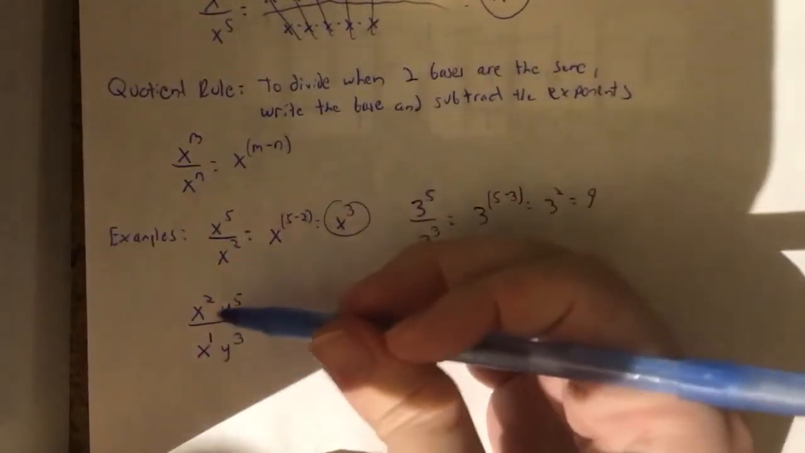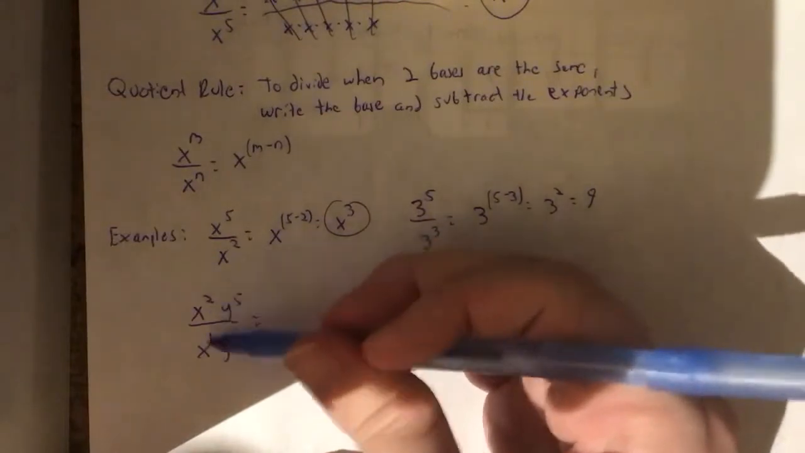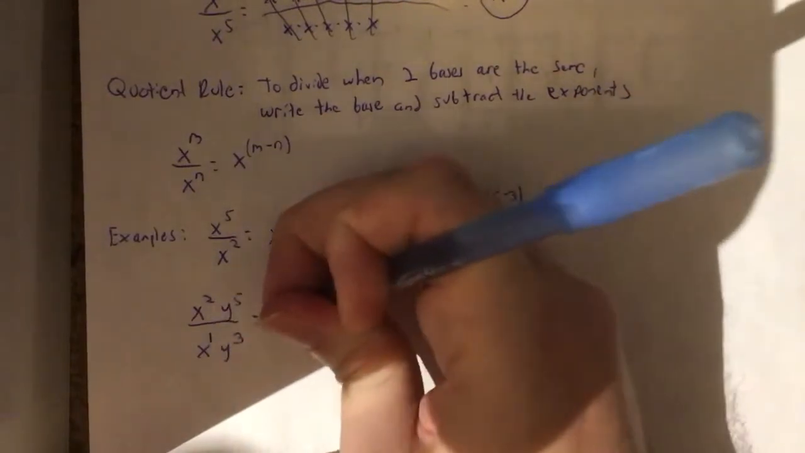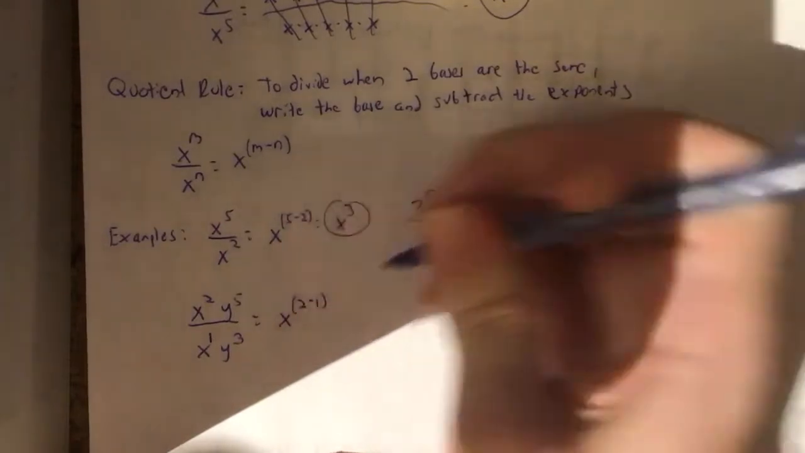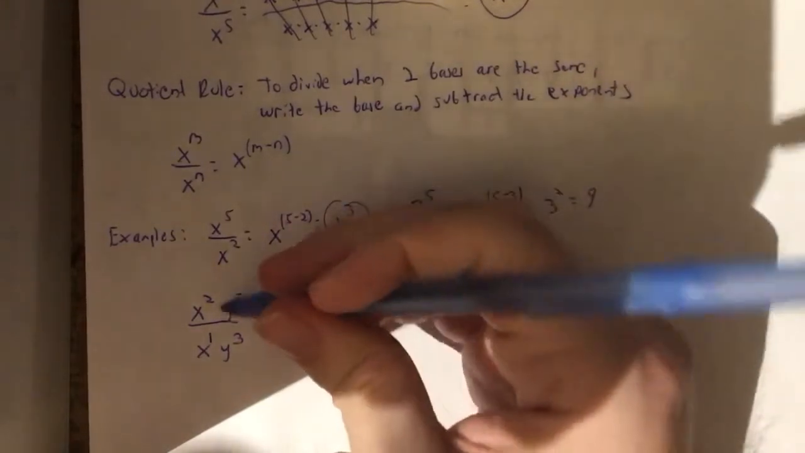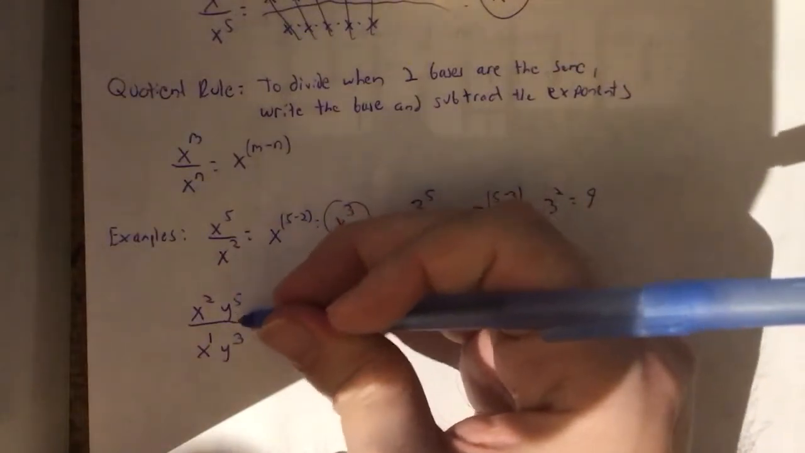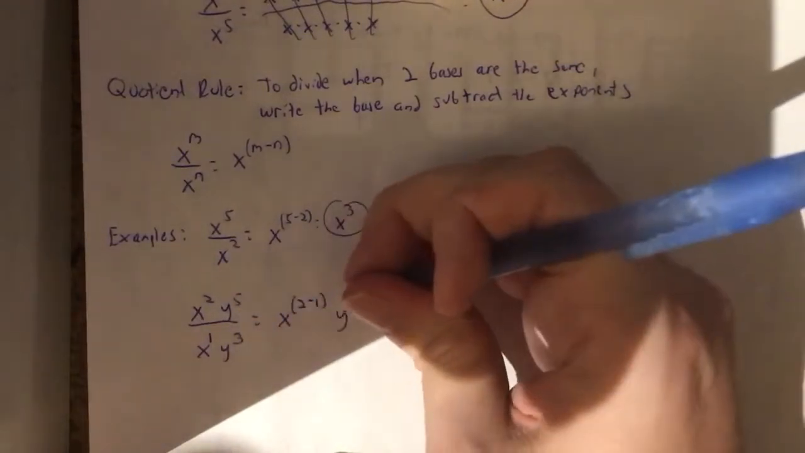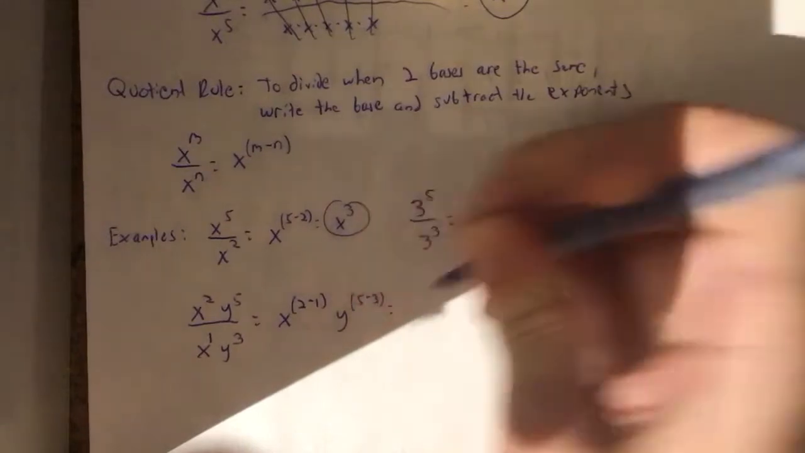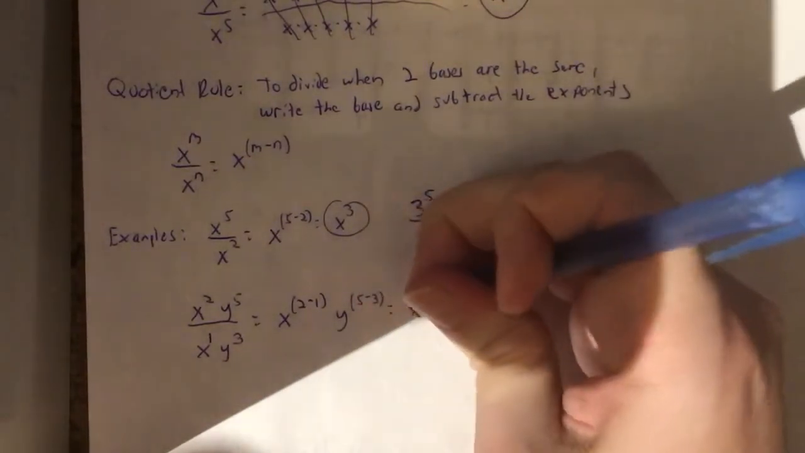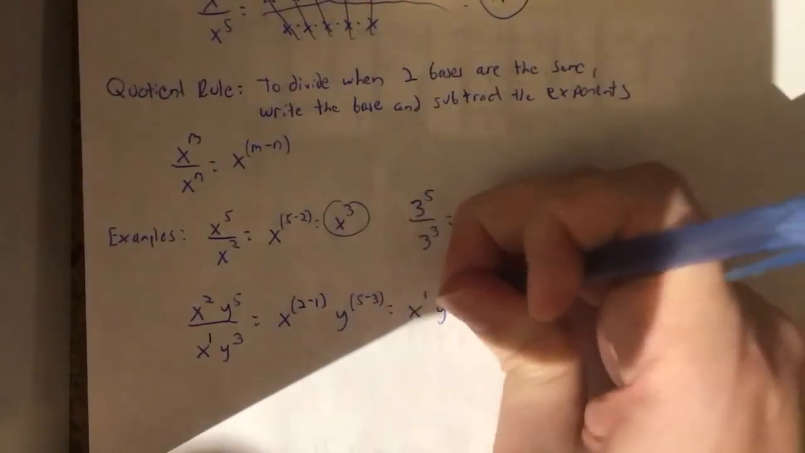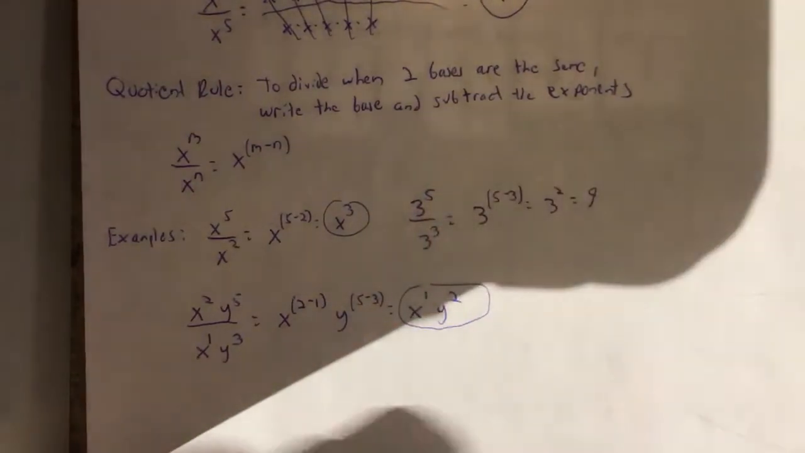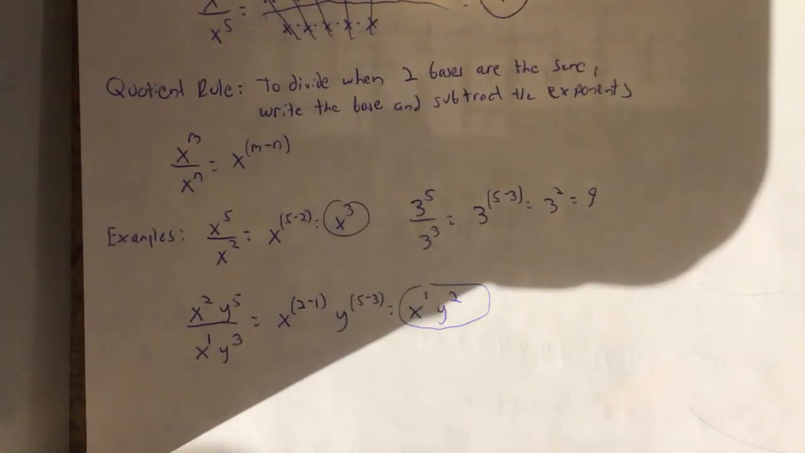Look at the bases. So I'll start with x. These two have an x, and they're both being divided, so I subtract the exponents, so 2 minus 1. And then for the y's, they're being divided, so their bases match, so I subtract the exponents. Now I simplify. 2 minus 1 is 1, so that's just x to the 1st, and 5 minus 3 is 2, so it's y squared. And you're done. So that's your quotient rule.